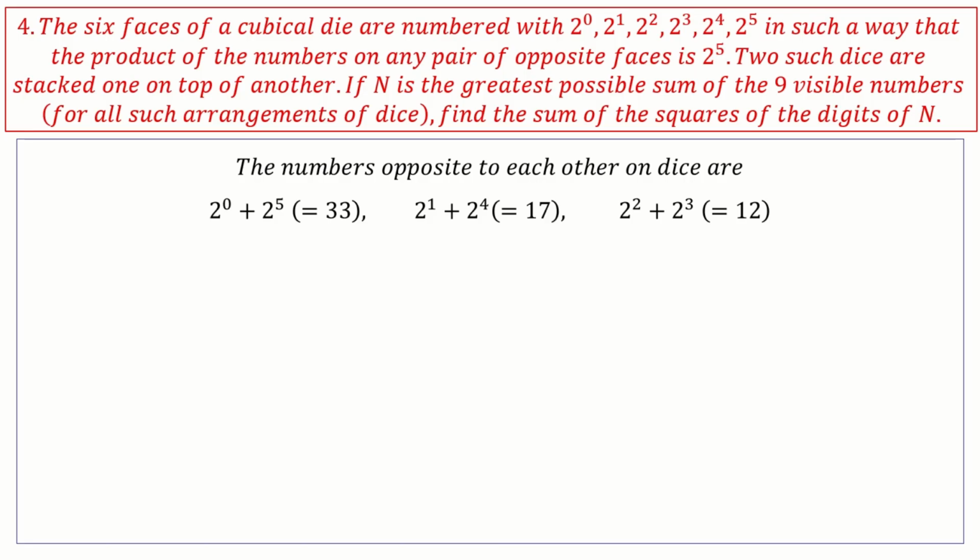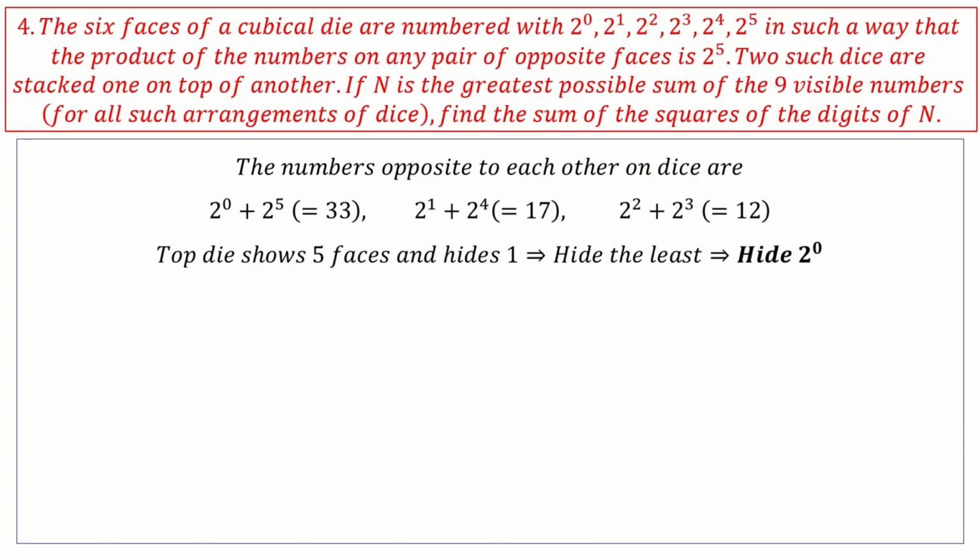2 to the power of 2 and 2 to the power of 3 should be on opposite sides, and the sum is 12. Okay, now let's understand the top die. The top die will have 5 faces open and one is hidden, hidden on the top of the bottom die. Correct. So for the 5 faces, I should take the maximum values and hide the least one.